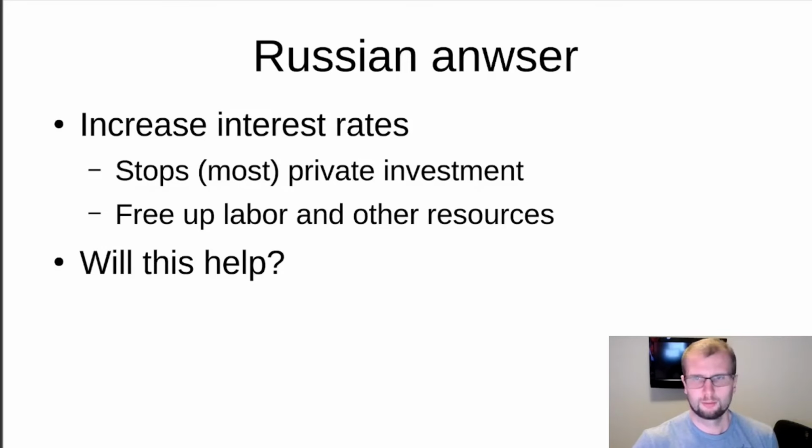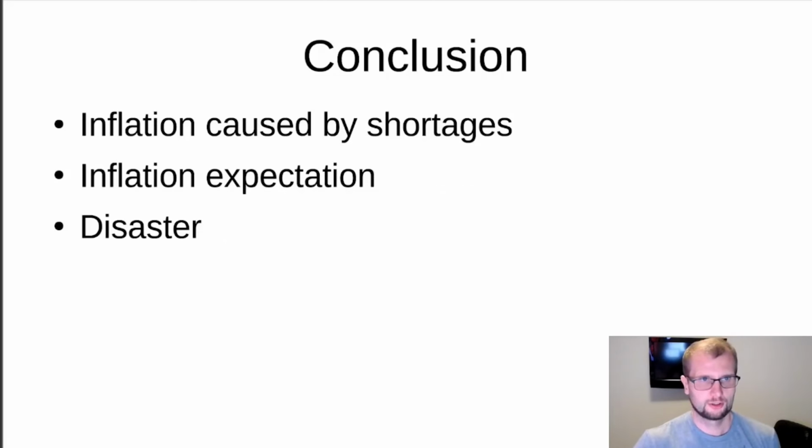But the underlying problem is not solved, right? The underlying problem is the war. If Boris dies, then the military needs more people and the problem becomes worse regardless of interest rate. Interest rates won't solve the problem. So the inflation is caused by shortages, and inflation expectations are increasing this. And in fact, this is just a disaster. It's just going to get worse from here on out, right?